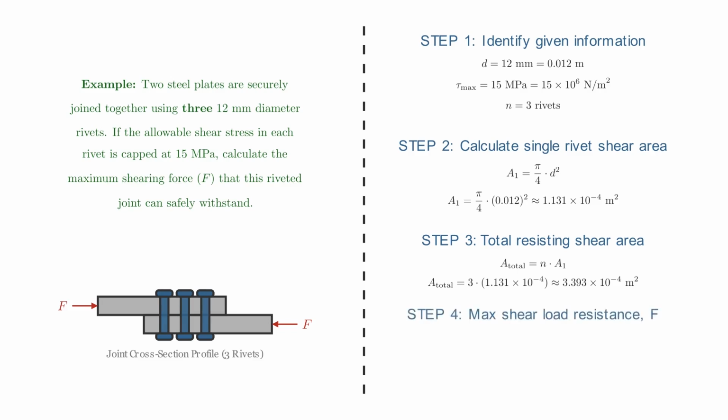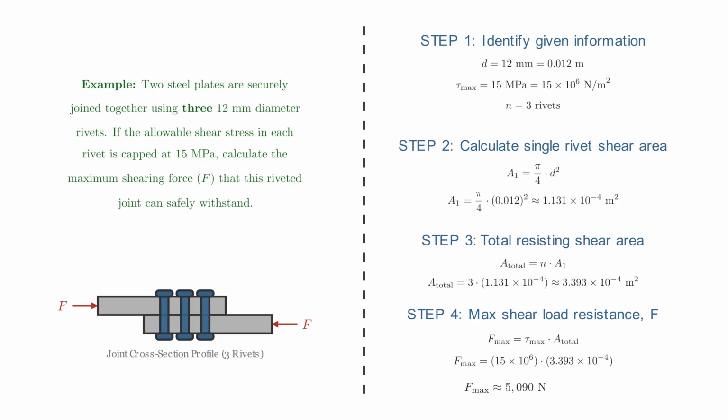In step 4, we're going to calculate the maximum permissible force. So we arrange our stress formula so that the maximum force equals the allowable shear stress times our total resisting area. Substituting our values, 15 megapascals multiplied by our total area gives us a maximum force of approximately 5,090 newtons.